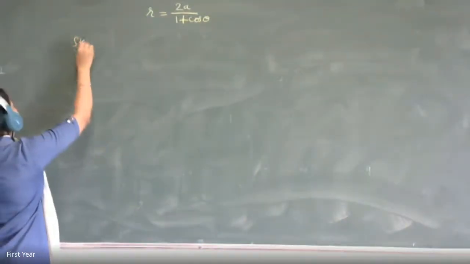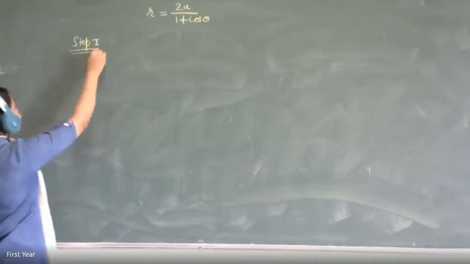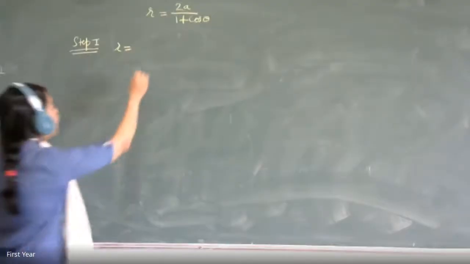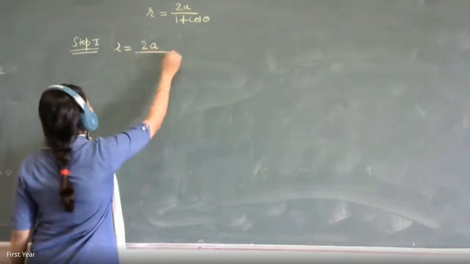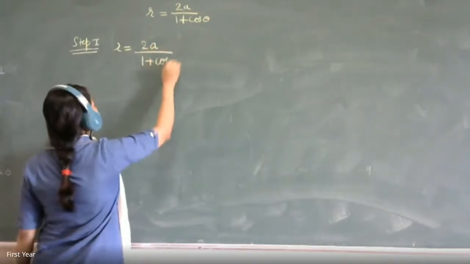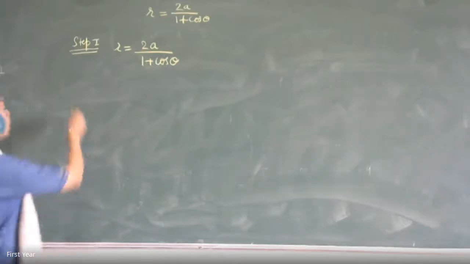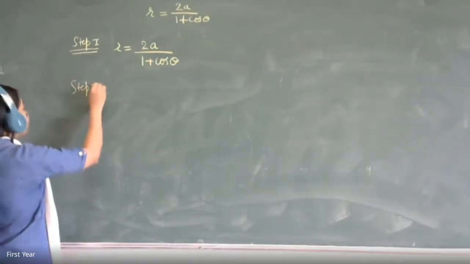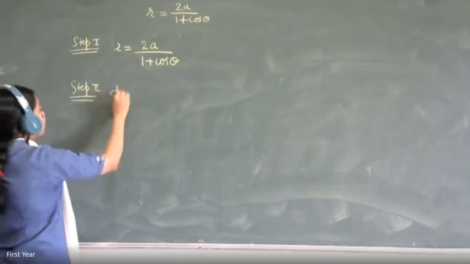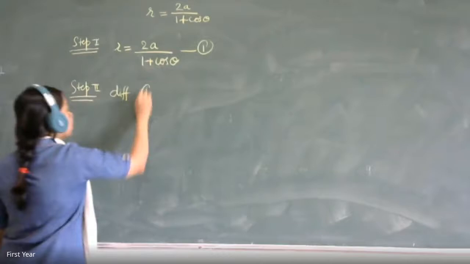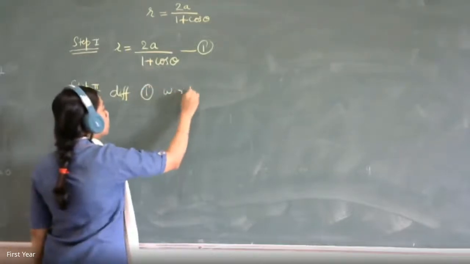So step 1 is the equation as it is. You can differentiate with respect to theta. Ma'am, what was the question? The question is not visible. Writing R is equal to 2a upon 1 plus cos theta. So step 2 is differentiate with respect to theta.